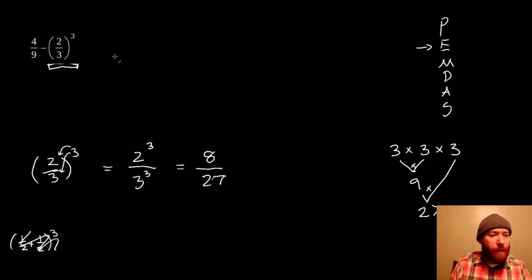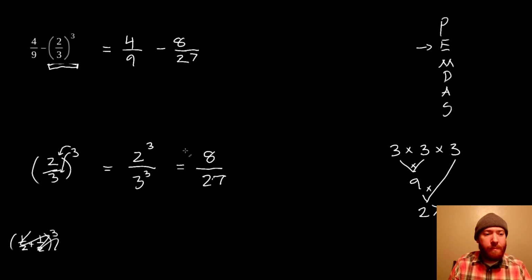Okay, so I'm going to replace that part of our original expression with 8 over 27. Now, to subtract these two fractions, we need a common denominator. What should our common denominator be? First, you should look to see if either one of these is a multiple of the other. Is 9 a multiple of 27? No, because 9 is smaller than 27. Is 27 a multiple of 9? Yes. 27 is 3 times 9.